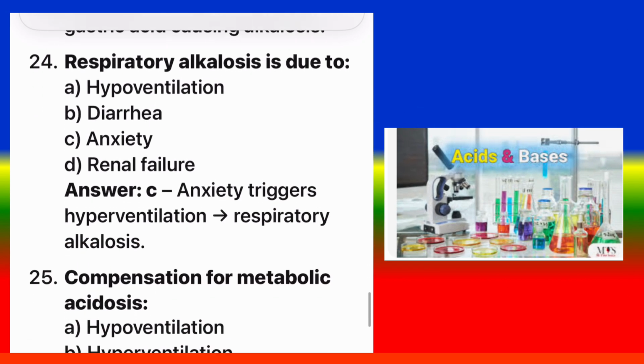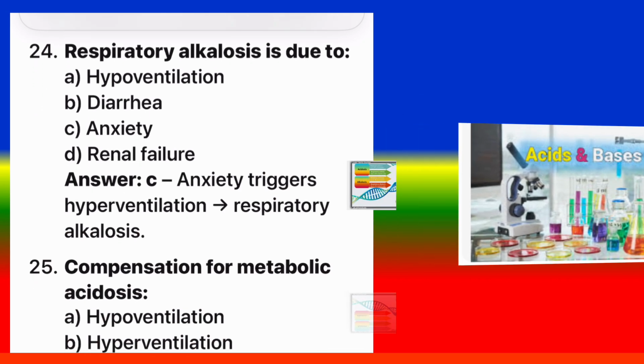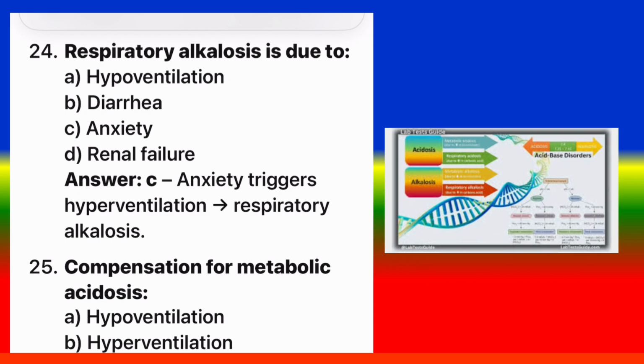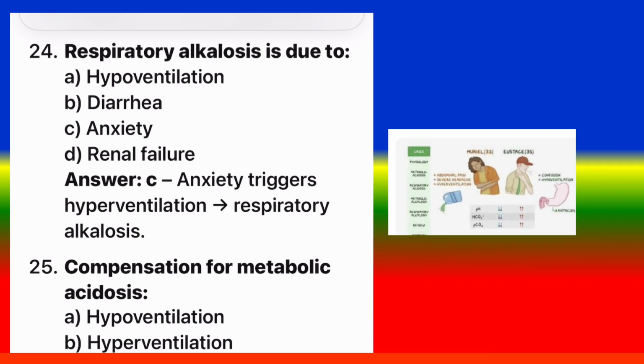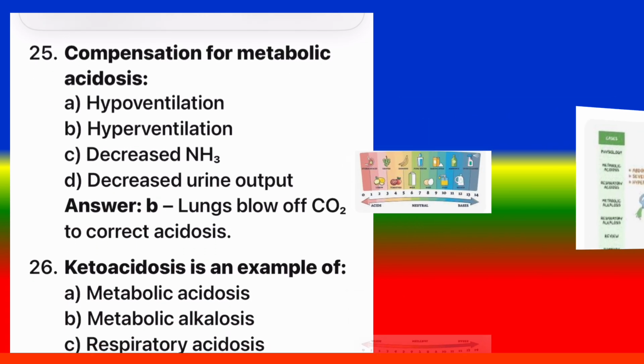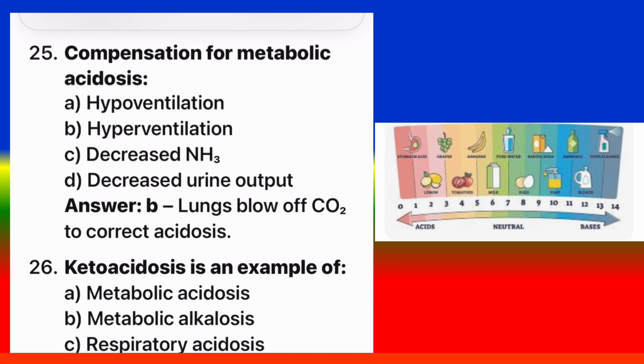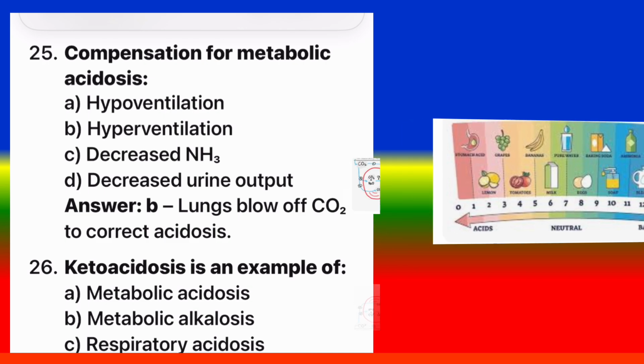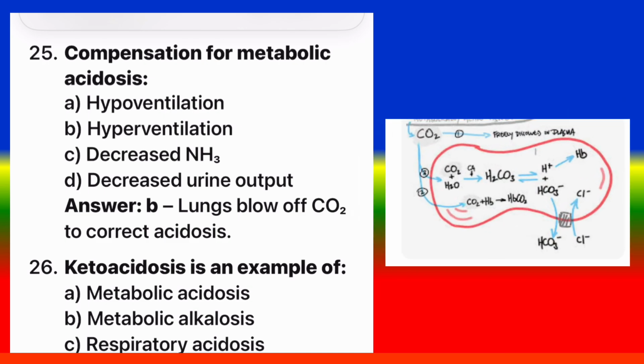24. Respiratory alkalosis is due to A, hypoventilation. B, diarrhea. C, anxiety. D, renal failure. Answer C, anxiety triggers hyperventilation, causing respiratory alkalosis. 25. Compensation for metabolic acidosis is A, hypoventilation. B, hyperventilation. C, decreased NH3. D, decreased urine output. Answer B, lungs blow off CO2 to correct acidosis.